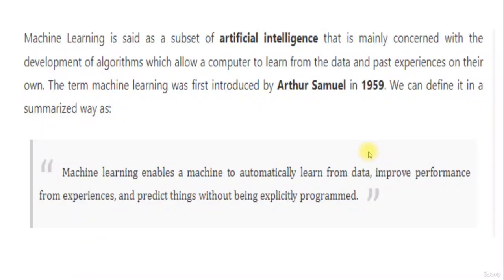So let us start. First of all, let us formally define what is machine learning. Machine learning is said to be a subset of artificial intelligence that is mainly concerned with the development of algorithms which allow a computer to learn from the data and past experiences on their own. The term machine learning was first introduced by Arthur Samuel in 1959. In a summarized way, machine learning can be simply said to enable a machine to automatically learn from data, improve from past experiences, and predict things without being explicitly programmed. So this is how you can define machine learning formally.